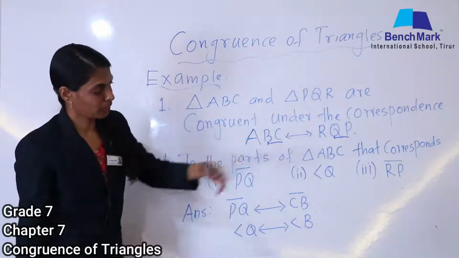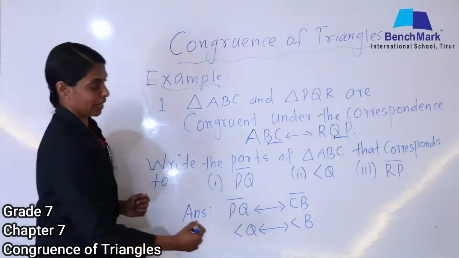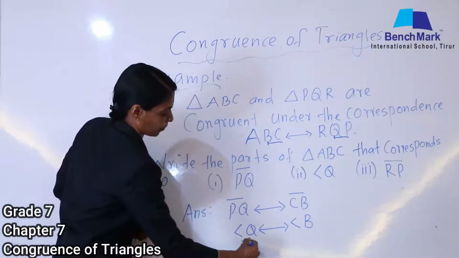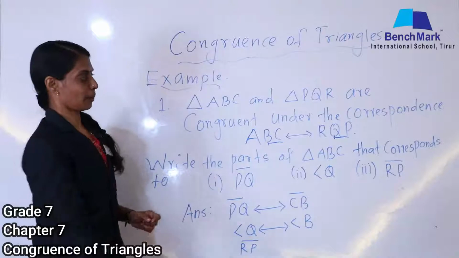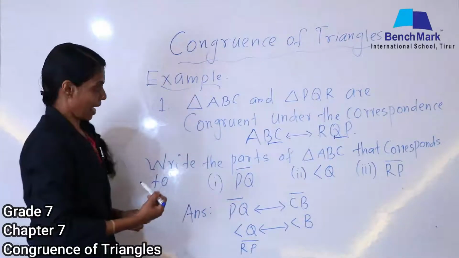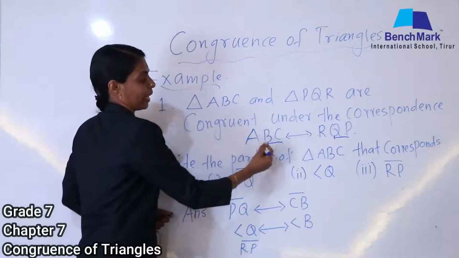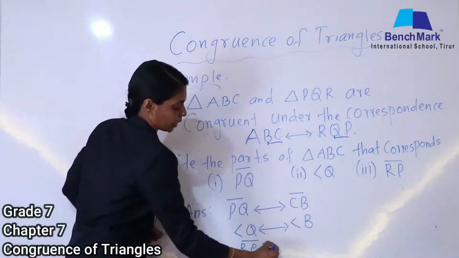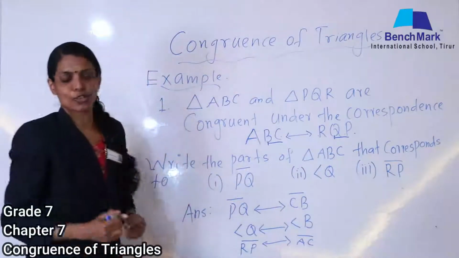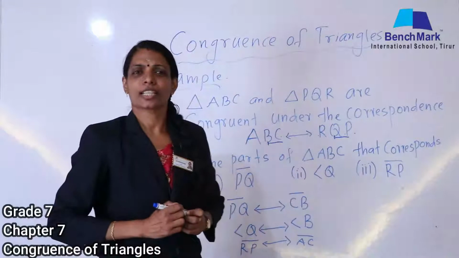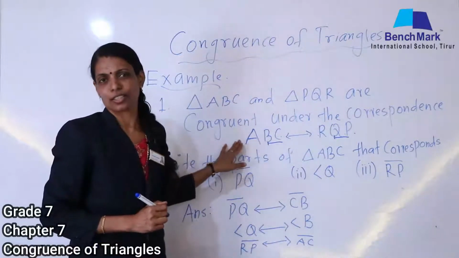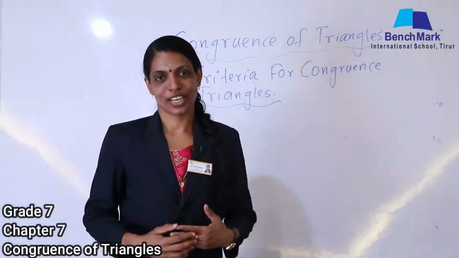Okay, coming to the third one, it is line segment RP or side RP. So, where is side RP? It is RP. See the order, and you can see that it is AC, the corresponding side for that. So, what we conclude is that the correspondence is very important when we are taking the triangle's congruence. Let us continue the chapter.